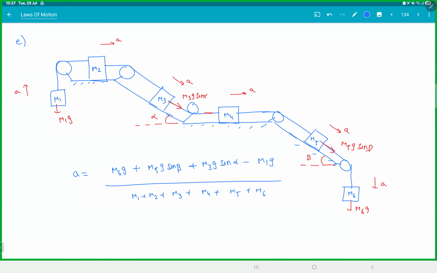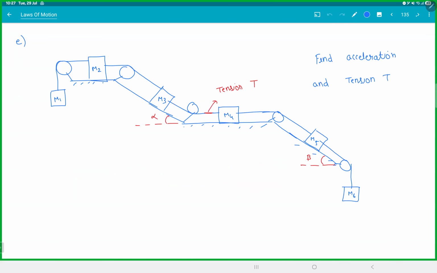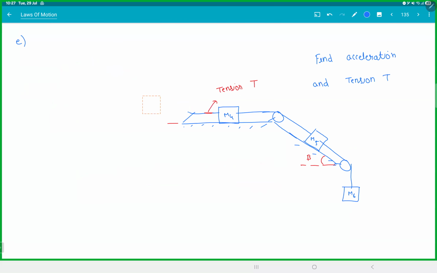Again, I keep saying this like a broken tape recorder. You want to find tension, what to do? Cut off there. So if you want to find tension, cut it here. If you cut it here, you can take the right piece or the left piece. I will take the right piece. So this will be the tension. This acceleration is A, this acceleration is A, this acceleration is A. We already found it.